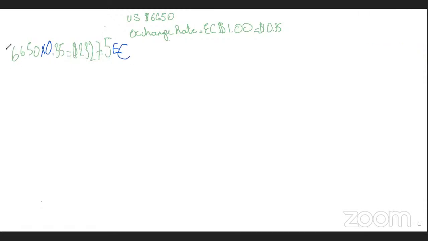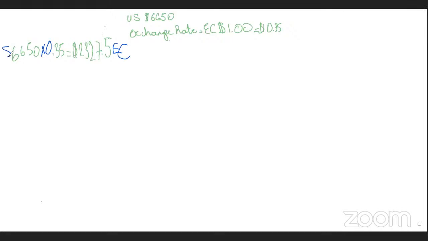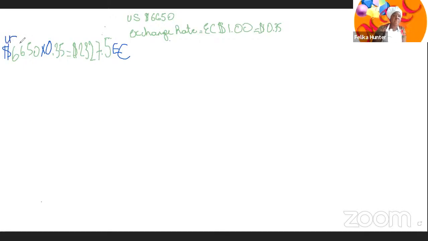We need to always make sure that we have our symbols or money sign. So if we're dealing with dollar, make sure we have the dollar. Dealing with pound, make sure we have the pound symbol. And I'm just going to put US here so that we know that this is the US part. All right, good.